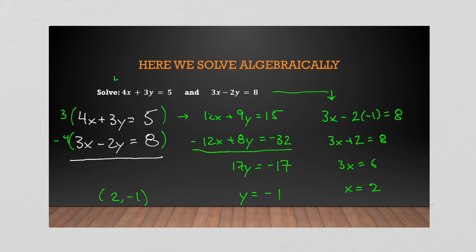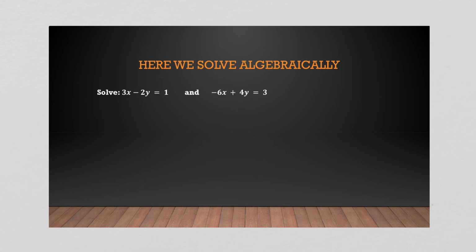We get 4 times 2 plus 3 times negative 1. Well, that's 8 minus 3, so that is 5. And then we get 3 times 2 minus 2 times negative 1. Well, that's 6 plus 2, which is 8. So we're good. So again, there is your solution. So let's keep going. Another example. Here I have 3x minus 2y equals 1. And then I have negative 6x plus 4y equals 3.